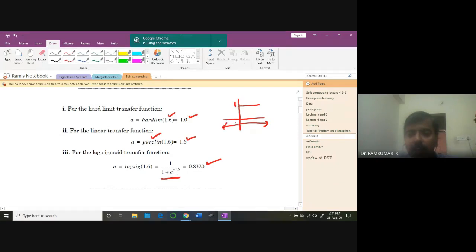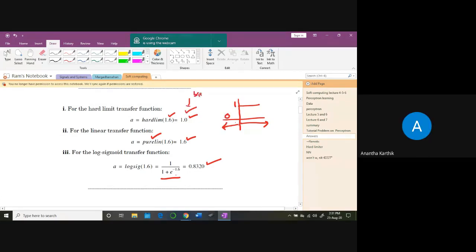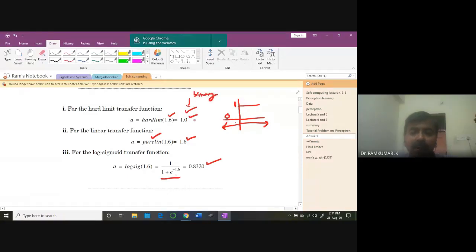Whatever be the value less than 0, the output will be 0. That's the condition. This is binary: either 0 or 1 you will get. But this one is not binary. It's a pure linear function.